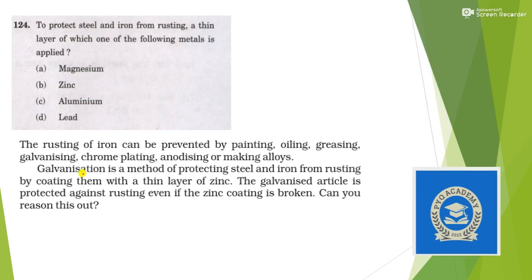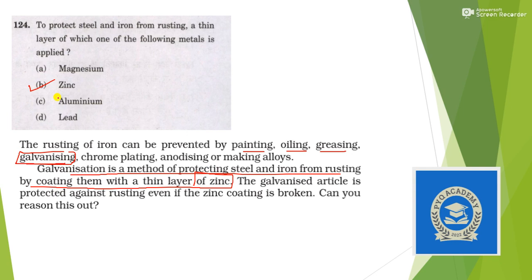Next question is: to protect steel and iron from rusting, a thin layer of which of the following metals is applied? This is also given in the chapter Metals and Non-metals. The rusting of iron can be prevented by painting, oiling, greasing, galvanizing. Galvanizing is a process of applying a thin layer of metal. Here you can see galvanizing is the method of protecting steel and iron from rusting by coating them with a thin layer of zinc. So our answer is option B, zinc.